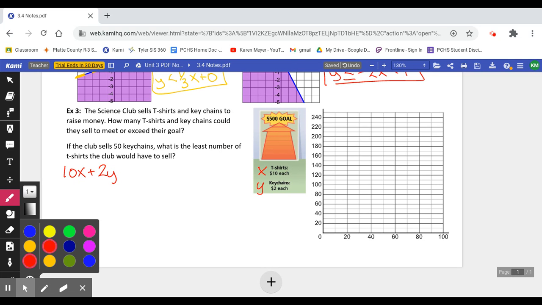And then at least means that much or more. So is everybody okay that we put greater than or equal to? And then we're selling 50. Oh, sorry, not 50. Our goal is 500. My bad. Sorry about that. We want to raise at least $500 or more. The 50 will come into play later.